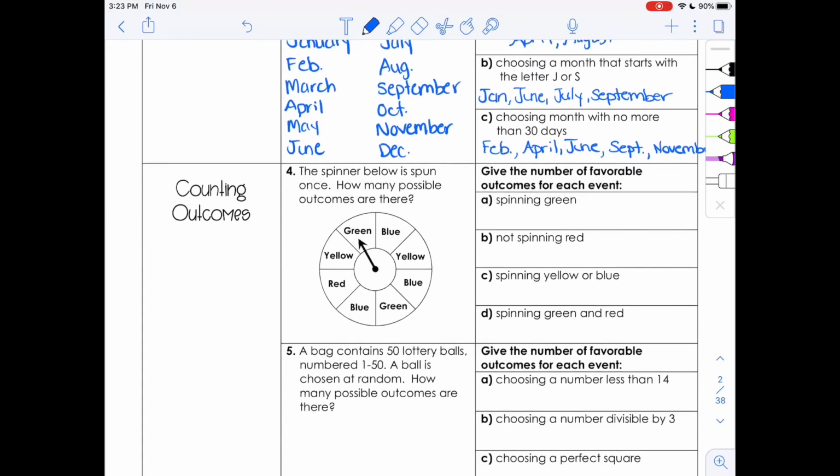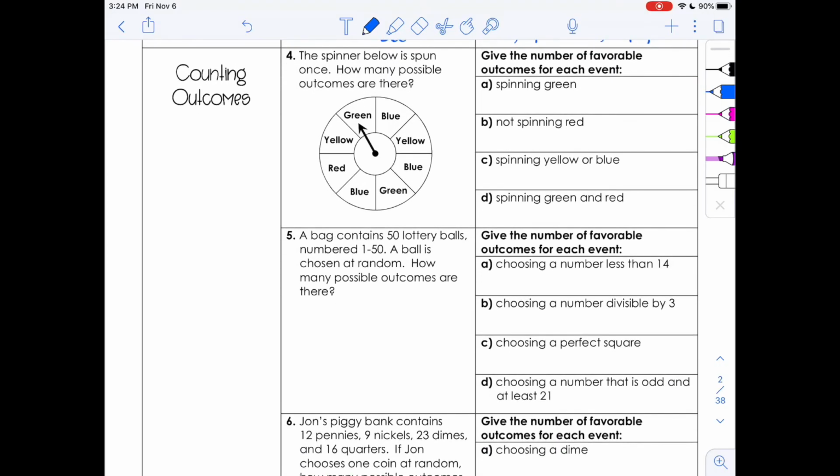Let's look at counting some outcomes. So we're going to go back to an example of a spinner. So the spinner below is spun once. How many possible outcomes are there? So we can see on this spinner, it's divided into different colors. So when I spin it, it could land like it is now on this green section.